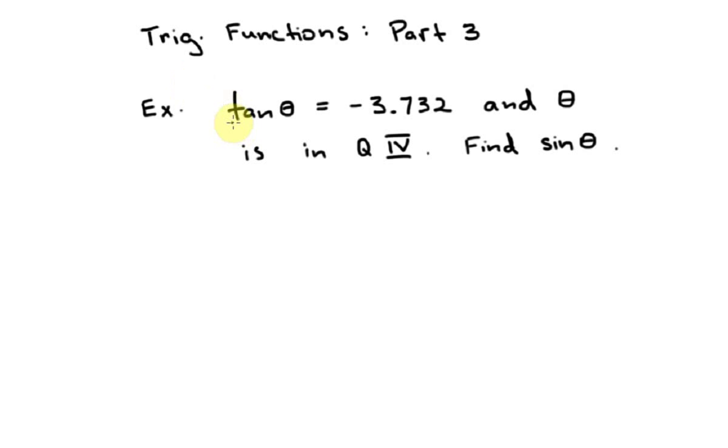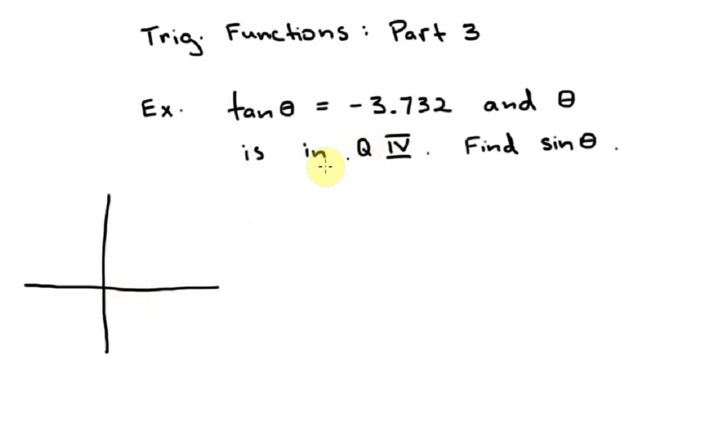I've got a question sitting right here, and we're going to slog our way through it and show you how easy it actually is. It reads tan theta equals negative 3.732, and theta is in quadrant 4. Our job is to find sine theta. So let's get a picture. I really think it makes the job so much easier if you get a kind of a visual on this.